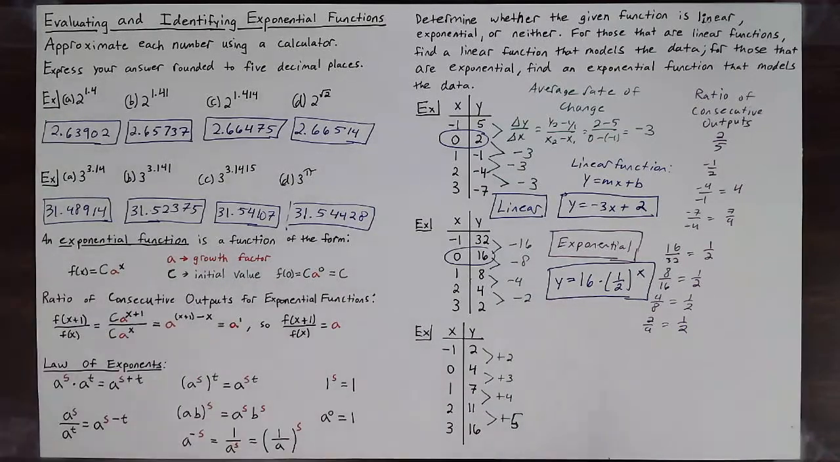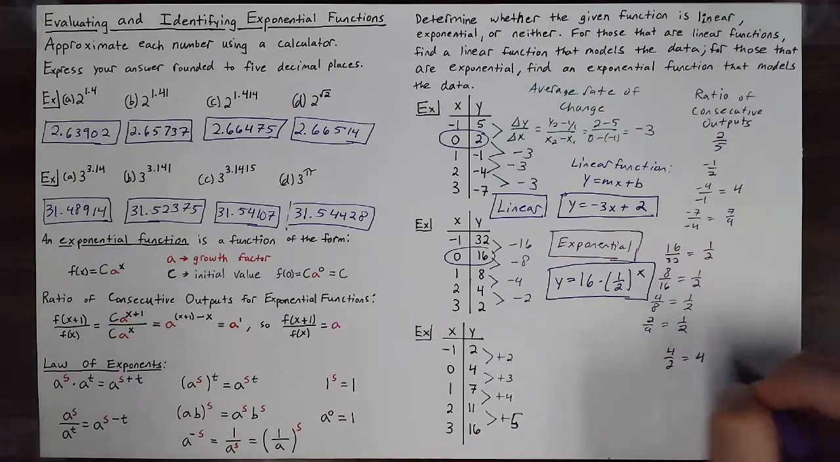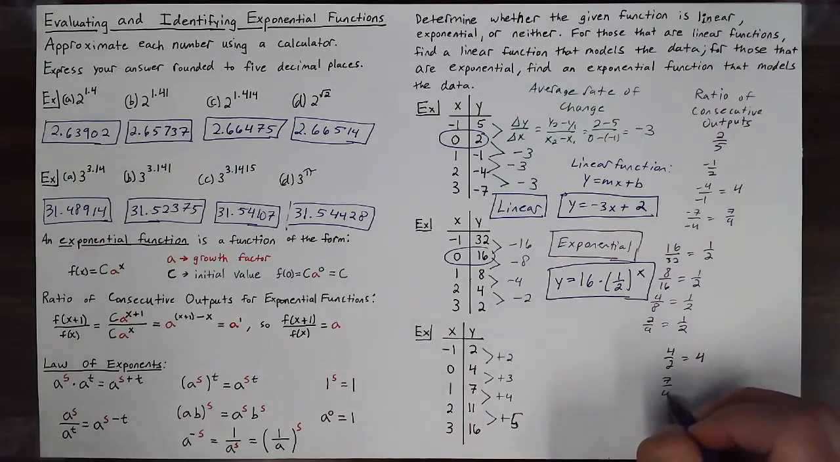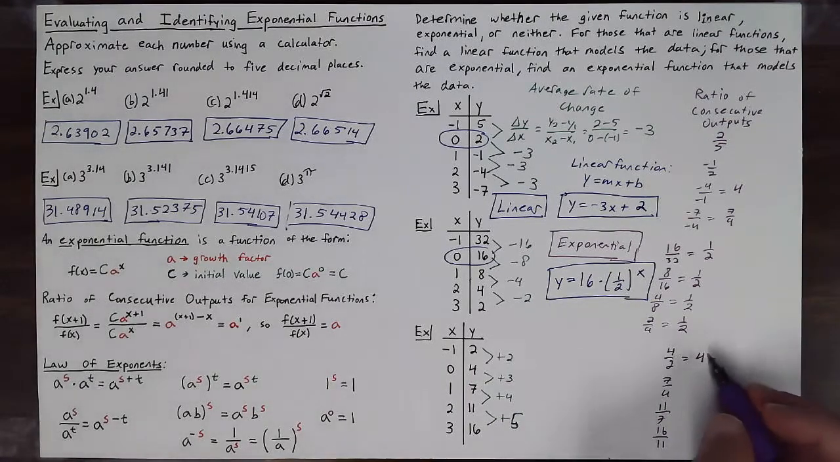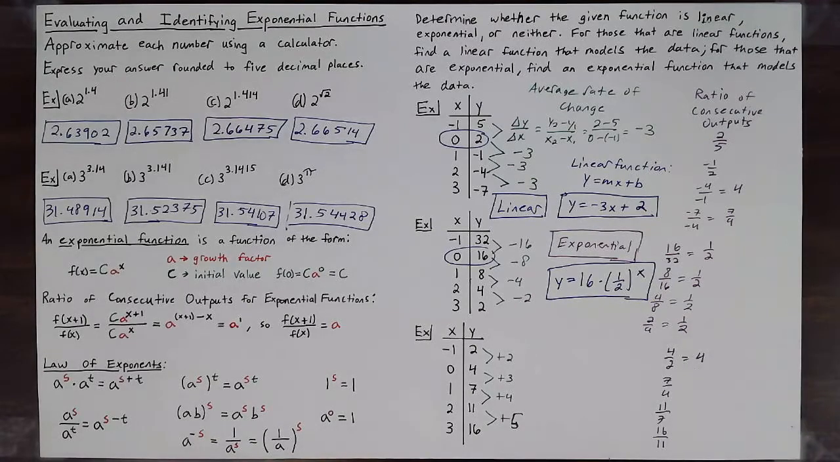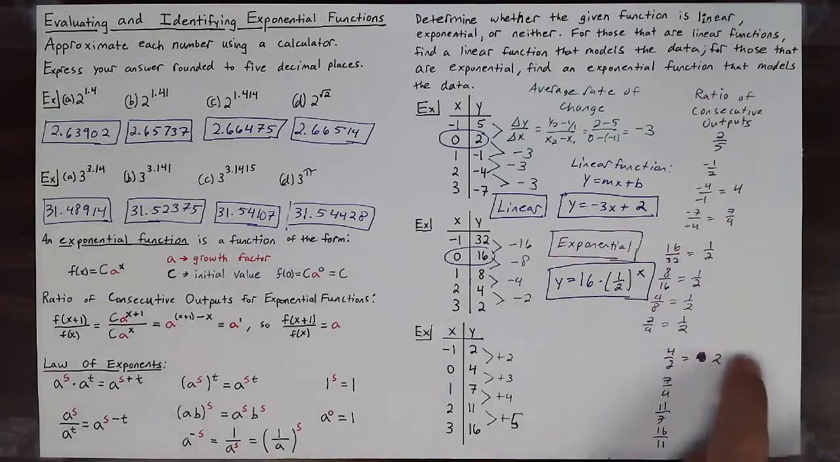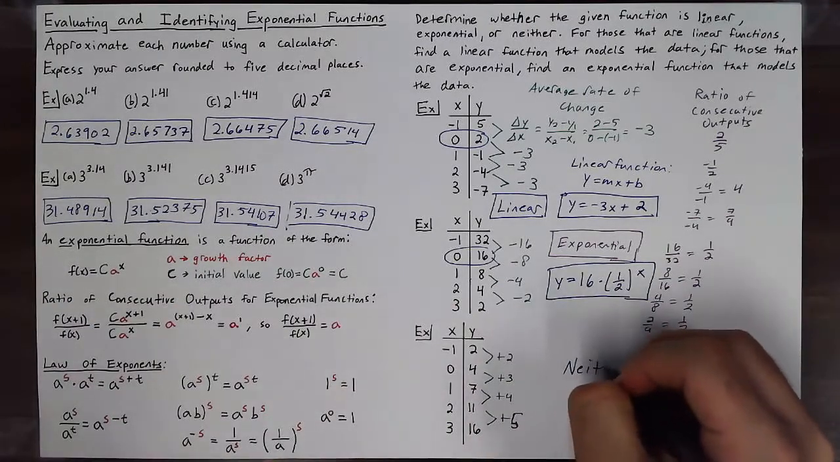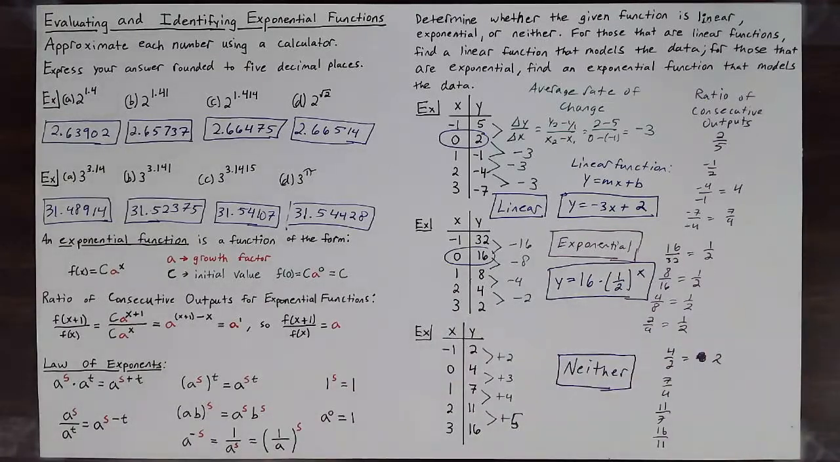Let's look at the ratio of consecutive outputs. Put 4 over 2, which gives me 2. 7 over 4, which is just 7/4. 11 over 7, which is 11/7. And then 16 over 11 is 16/11. None of these are constant, so it's not exponential either. So we say this is neither situation. Now, this could be some other type of function, but this is not linear, nor is it exponential. And that is how you evaluate and identify exponential functions.